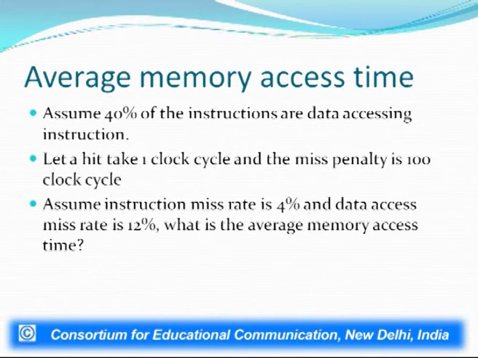The average memory access time: assume 40% of the instructions are data accessing instructions. Let a hit take 1 clock cycle and the miss penalty be 100 clock cycles. Assume the instruction miss rate is 4% and the data access miss rate is 12%. What is the average memory access time?